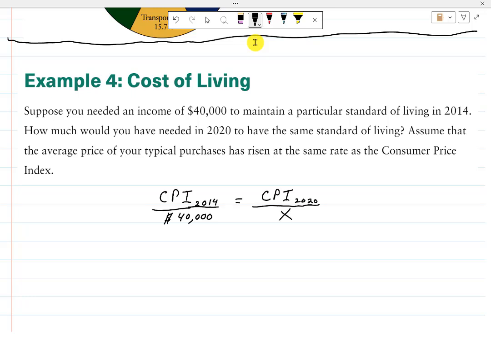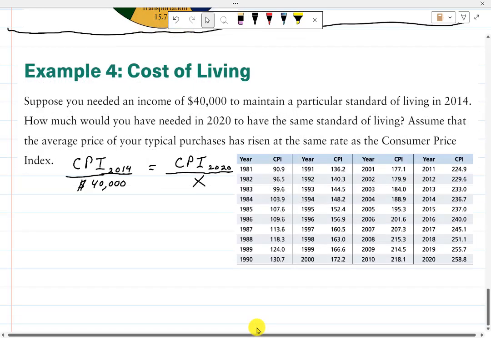Now let me put in our numbers. I've moved around a few things so we could see the numbers. This table comes from your textbook, and these numbers are readily available anyways. If you go on Google and say CPI for 1981, you'll get 90.9. It's not always obvious, you may have to do a little digging, but these numbers are readily available. These are CPI numbers that are for the average of each year.